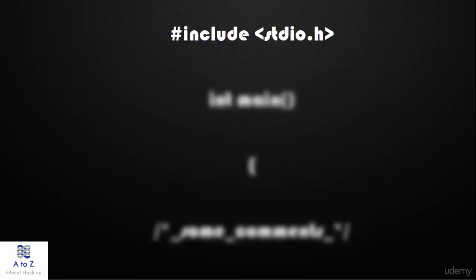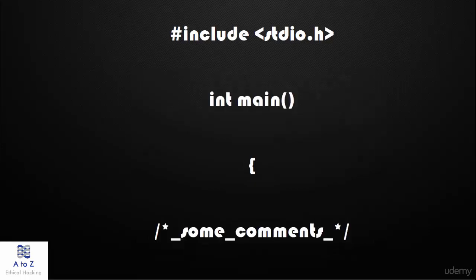The first command is #include <stdio.h>. This is a preprocessor command that includes the standard input-output header file, that is stdio.h, from the C library before compiling a C program. Second, int main. This is the main function from where execution of any C program begins. This symbol indicates the beginning of the main function.